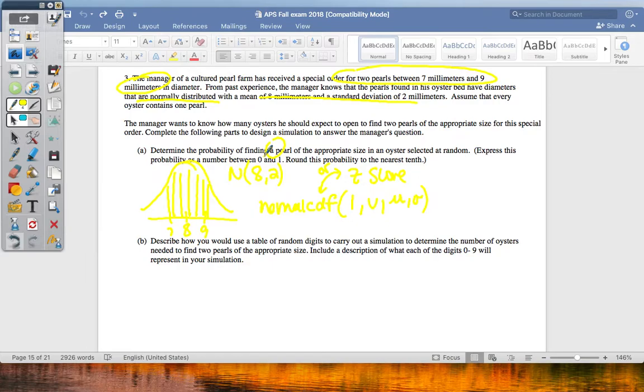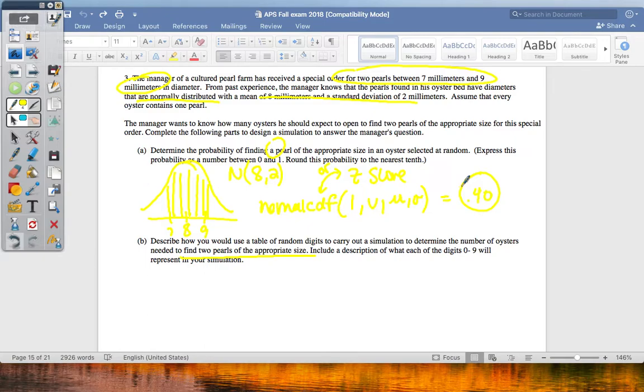This time he says describe how you would use a table of random digits to carry out a simulation to determine the number of oysters needed to find 2 pearls of the appropriate size. Include a description of what each of the digits 0 to 9 will represent. I believe this was 0.40 that was there. What that would mean would be that 40% of the time it's appropriate size.